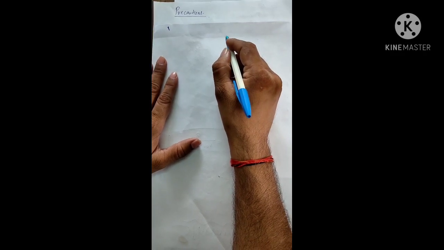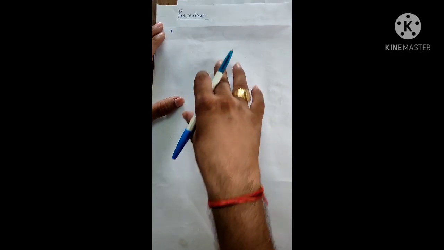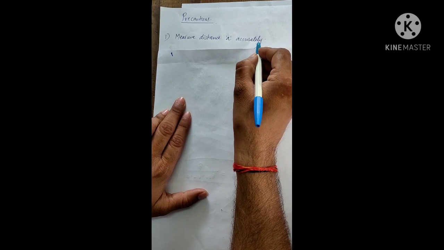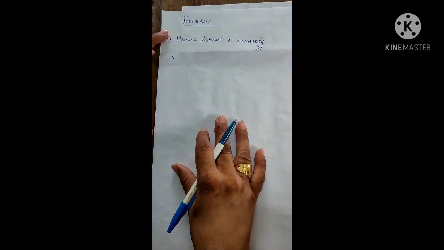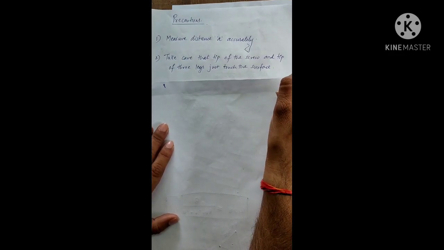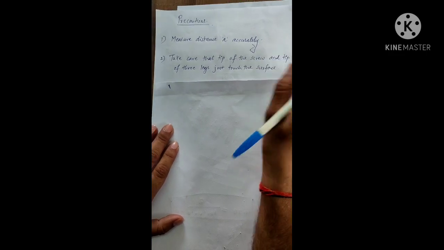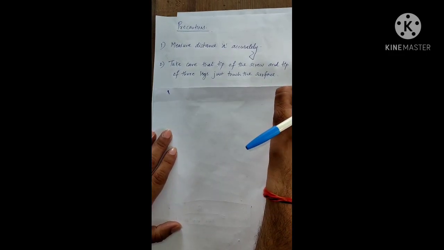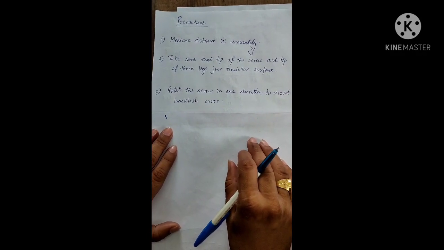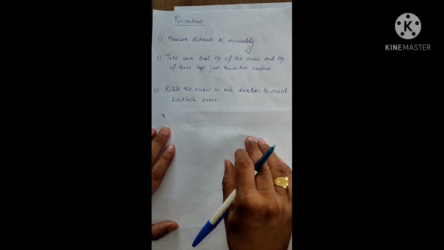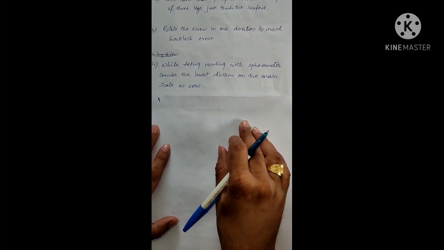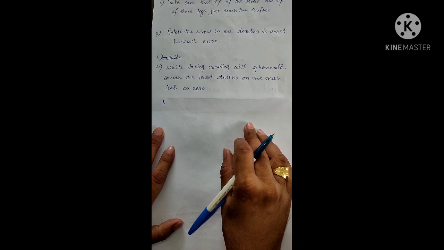While performing the spherometer experiment, you have to follow some precautions. Number 1 is to measure the distance accurately, that is, the distance between the two legs should be measured accurately. Second precaution is to take care that the tip of the screw and the tips of the 3 legs just touch the surface of the spherical surface as well as the plane surface. Third precaution is to rotate the screw in one direction to avoid backlash error. And the fourth one is while taking the reading with the spherometer, consider the lowest division on the main scale as 0.